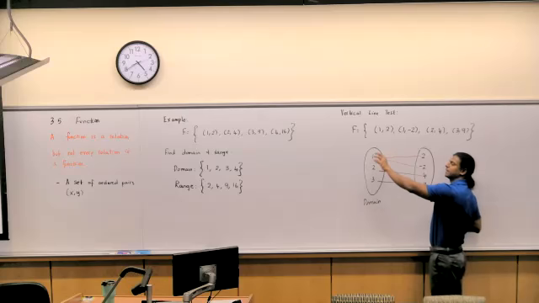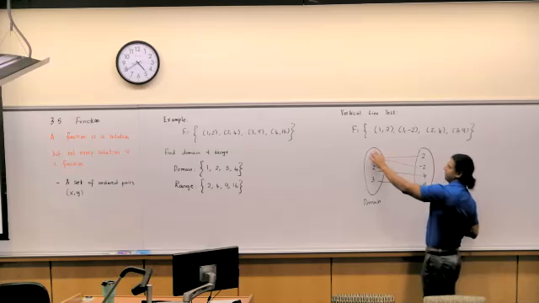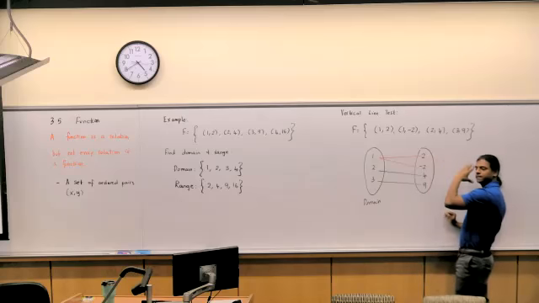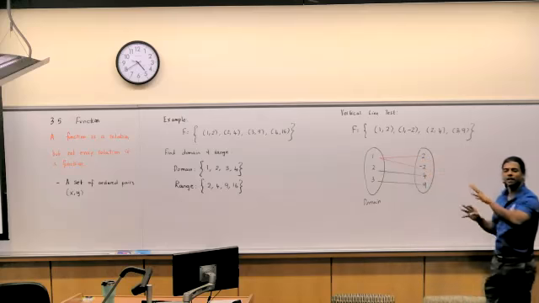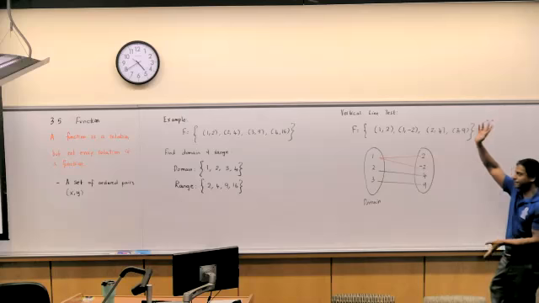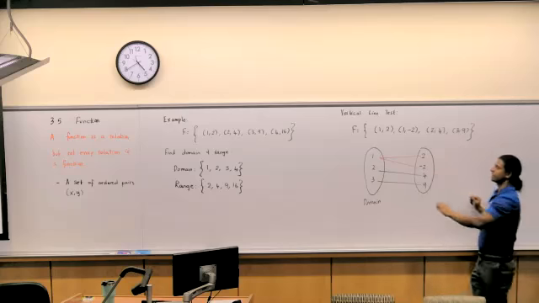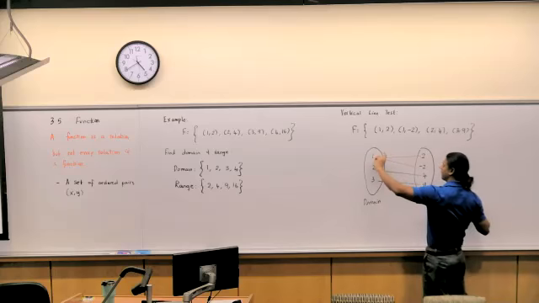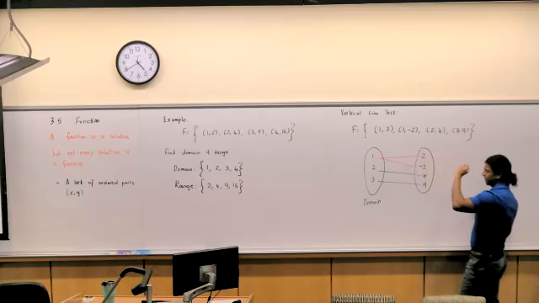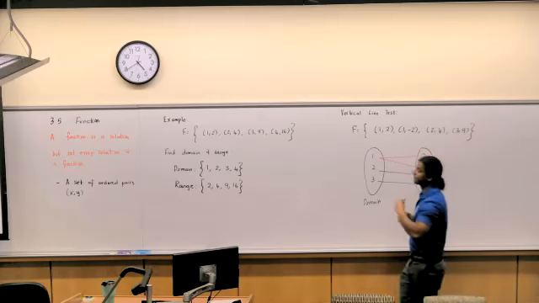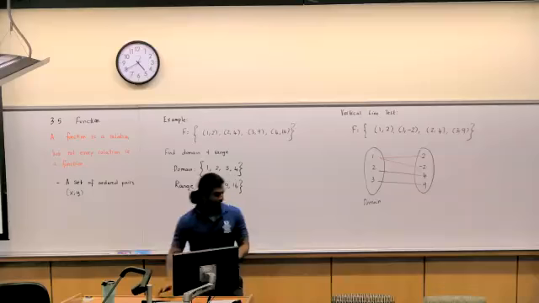You can say that one x value is mapped to multiple y values. It doesn't have to be just 2. It could be infinitely many, but 2 is sufficient. So if you have one x value mapped to two y values, then we don't have a function.